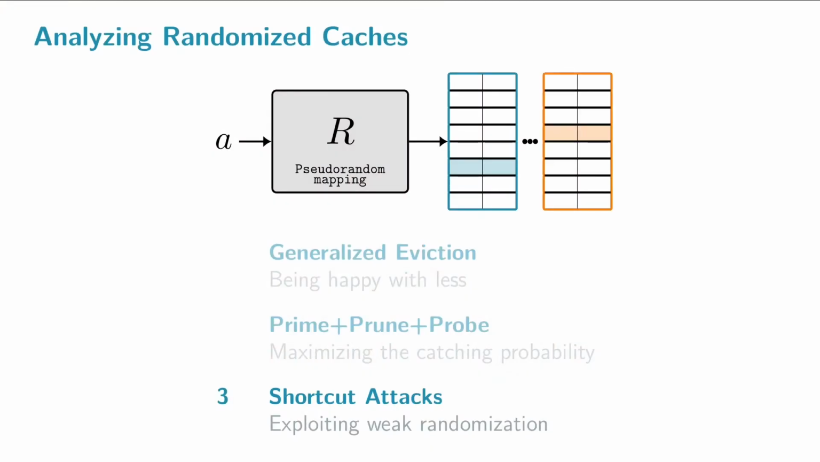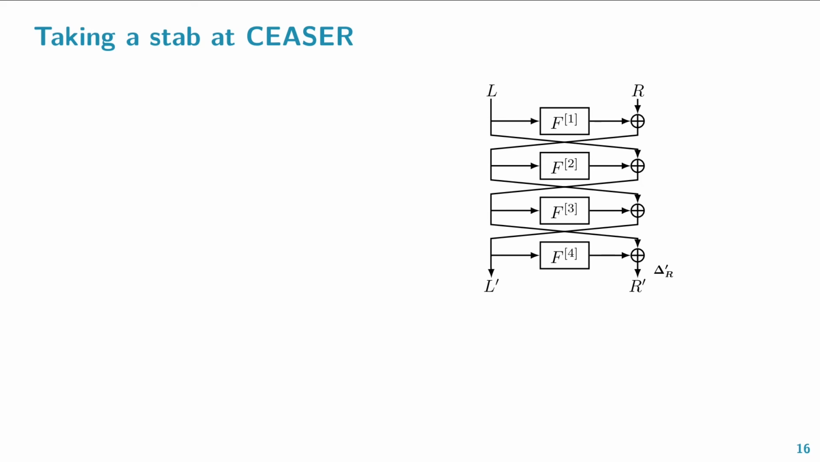The final part of this talk explores the randomization mapping itself, for which some designs have proposed a custom function for low latency. I will now illustrate the pitfalls of this approach through a case study of CEASER and CEASER-S, ultimately leading to a full break. The mapping in question is a 4-round Feistel network, where the round function f is composed of XORs and bitwise permutations, which is very hardware friendly but also linear.